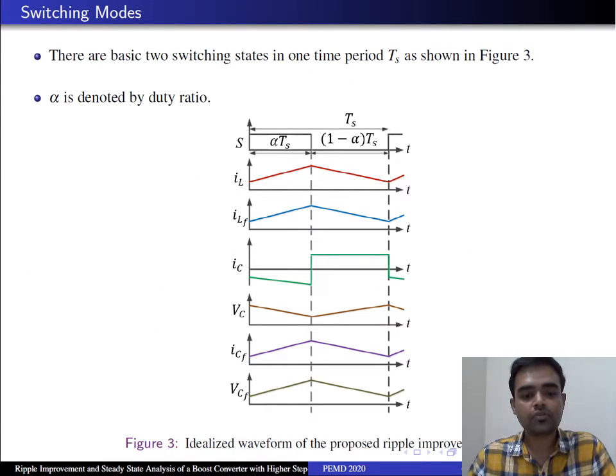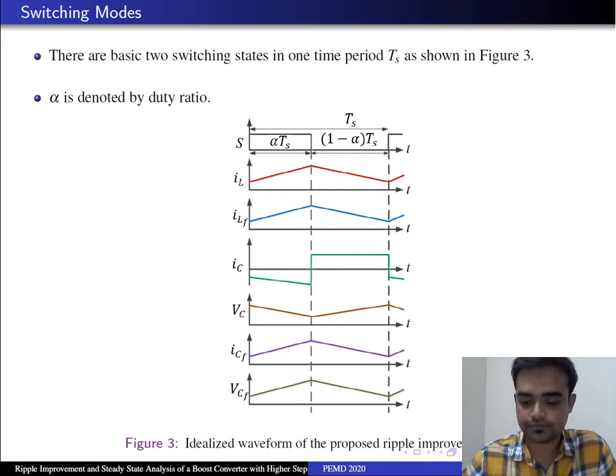So this is the idealized waveform of the proposed ripple improved boost converter. You can see during the alpha TS duration, the switch S is on. At that time the inductor currents IL and ILF both increase, and in the off state, 1 minus alpha into TS duration, both the inductor currents decrease. Simultaneously you can also see the other waveforms of IC, VC, ICF, VCF. TS is the total time period here.